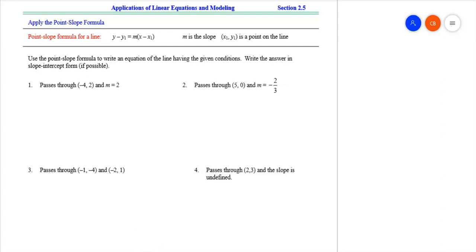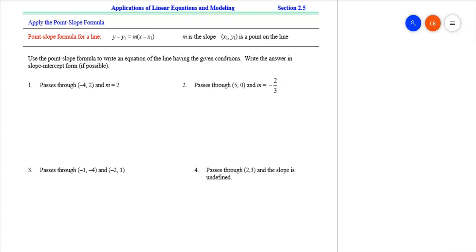Hello everyone, and welcome to the first part of the lecture notes for section 2.5 about applications of linear equations and also modeling. Of course, we can make linear models for a lot of different situations, and we'll see an example of that here in a second.